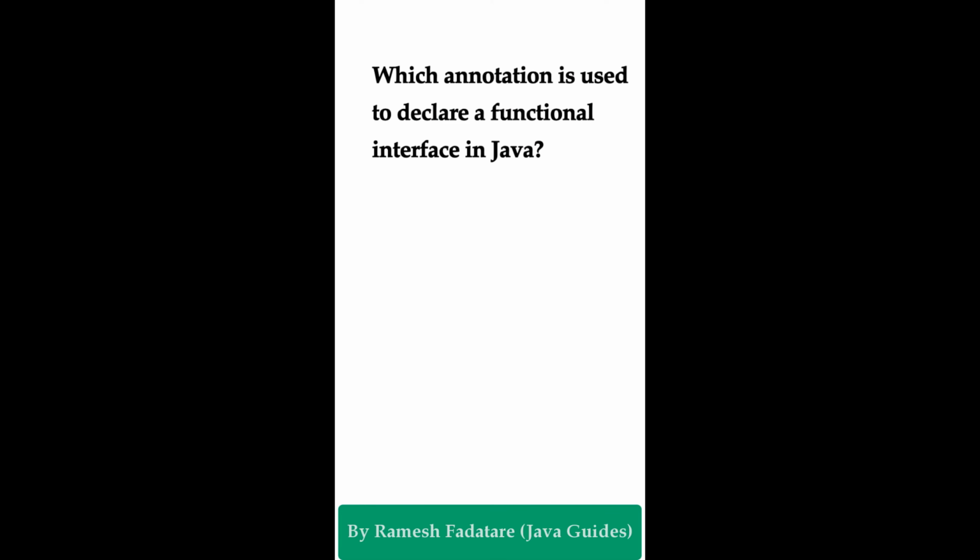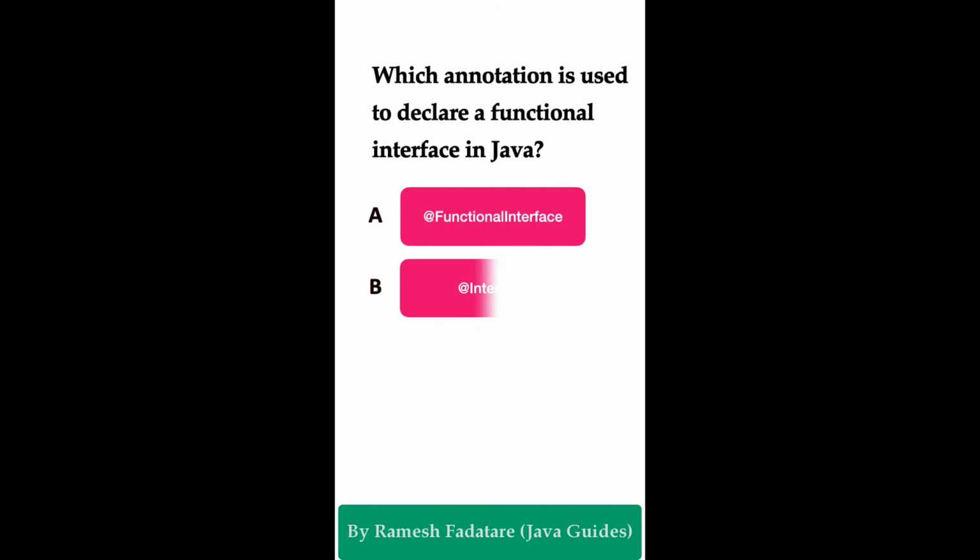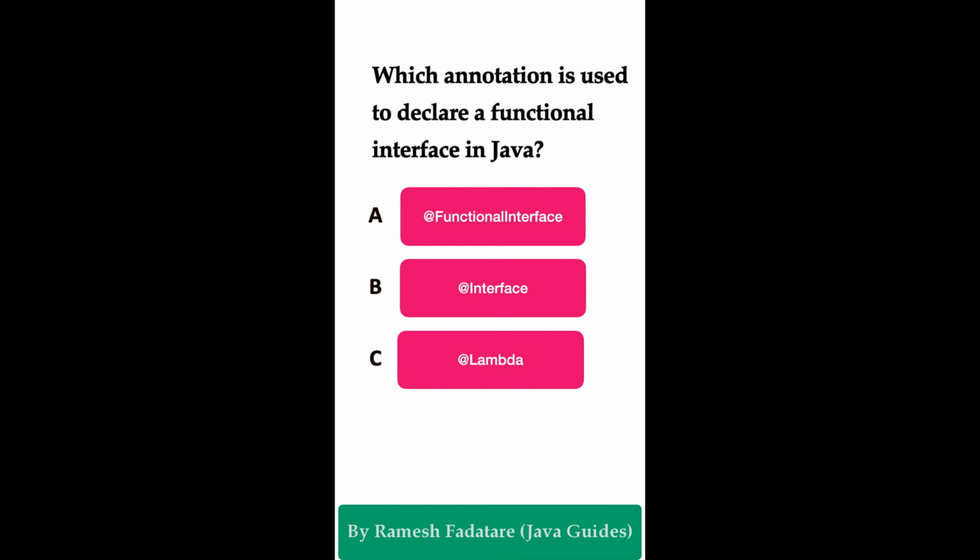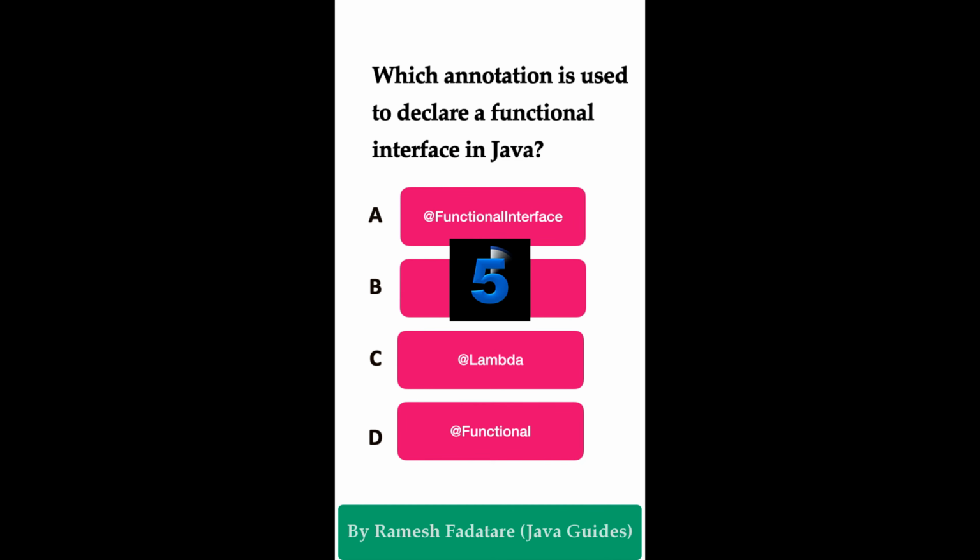Which annotation is used to declare a functional interface in Java? Option A, @FunctionalInterface annotation. Option B, @interface annotation. Option C, @lambda annotation. Option D, @functional annotation. Well, you have 5 seconds to answer this question.